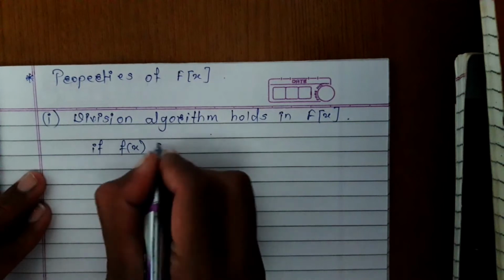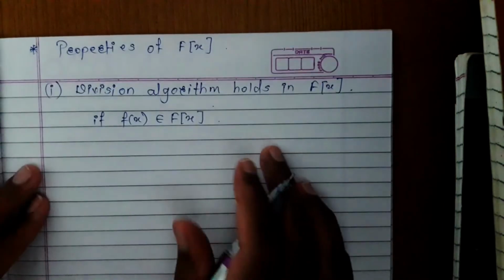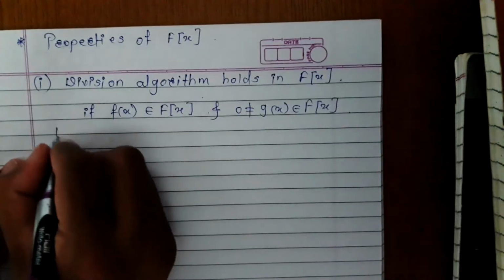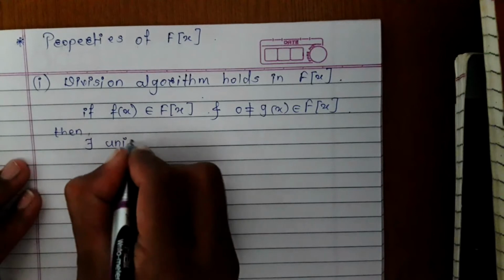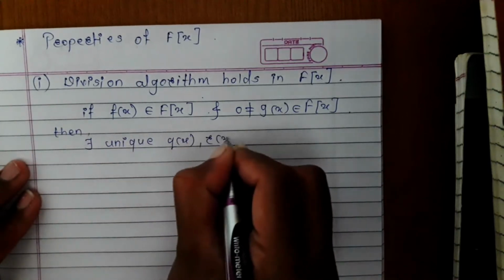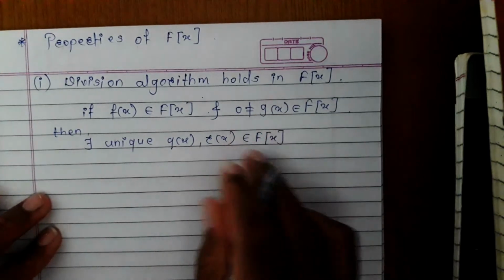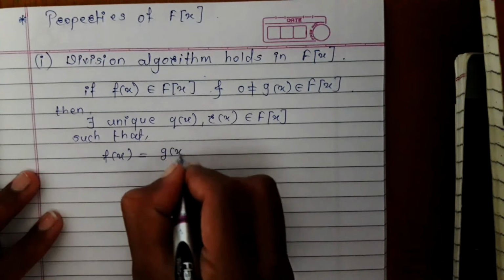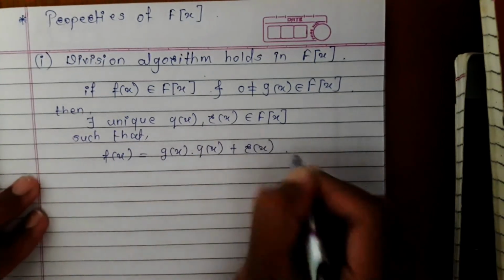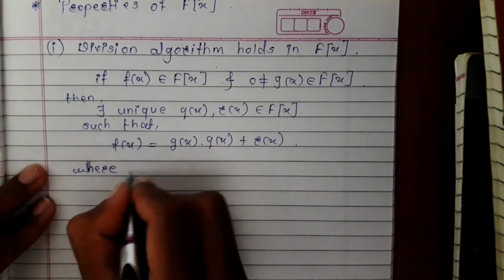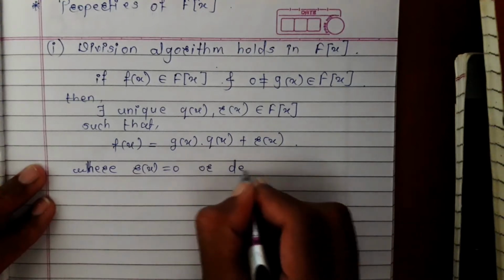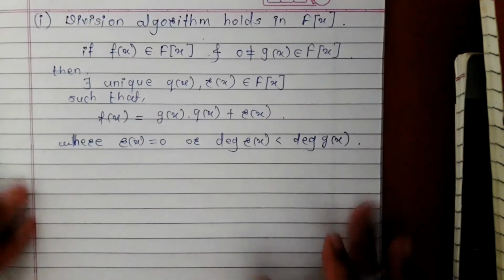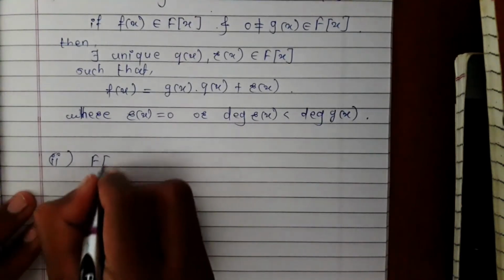if a polynomial f of x belongs to polynomial ring Fx and a non-zero polynomial g of x is a member of polynomial ring Fx, then there exist unique polynomials q of x and r of x in polynomial ring Fx such that f of x can be written as g of x into q of x plus r of x, where r of x is equal to 0 or degree of r of x is less than degree of g of x.